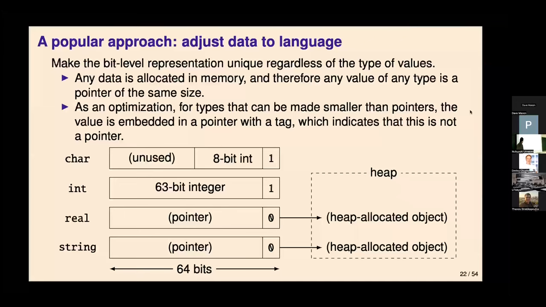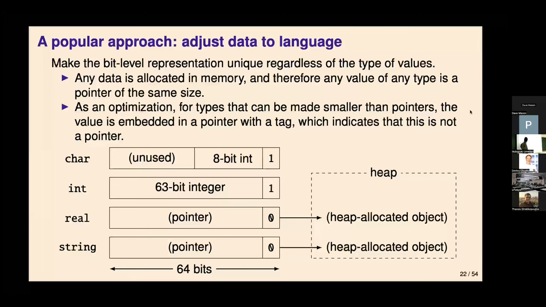Every value is in its own six bits in this strategy, and this indicates whether or not the value is a pointer. So an integer has 64 bits each, but 1 bit is dedicated to the tag, so we can use only 63 bits. And the char type is an 8-bit integer type, but all of the values must be of 64 bits.